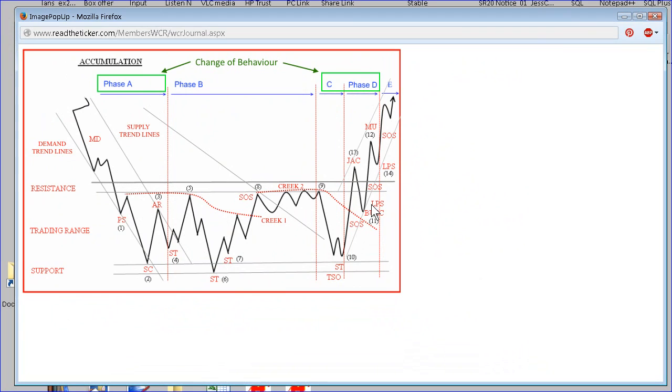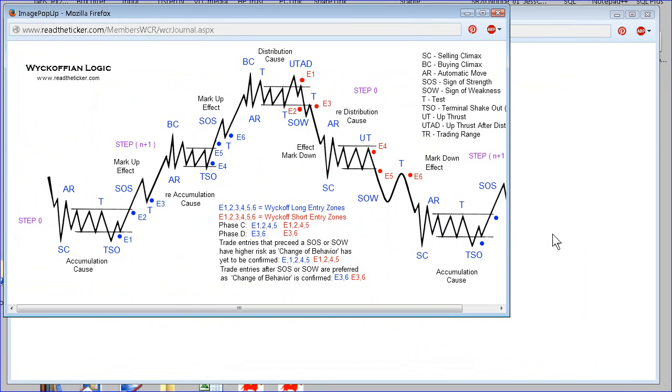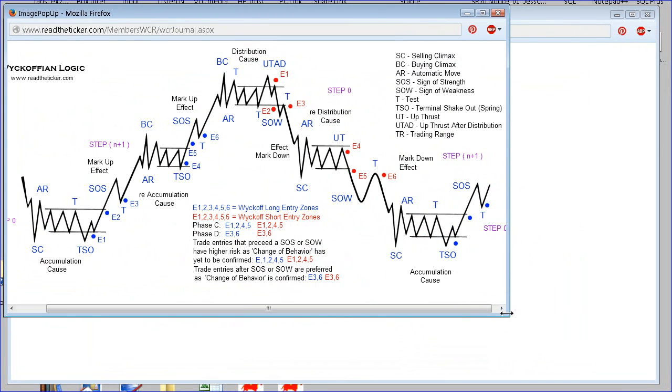Other entry zones, which obviously people consider down here, it might be the spring or a little test, and even secondary tests or what have you. They are higher risk entry zones. Let me explain that more. Here we have a simple guide of where the risks are and where the risks are not.